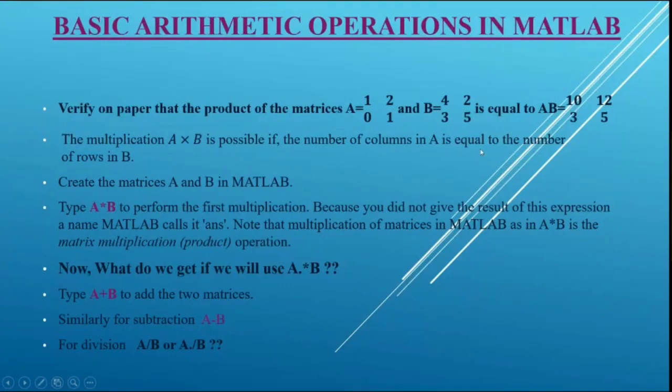So we will now check it. First I will show you that multiplication of AB is possible, as I have told you. Now we will create matrices A and B in MATLAB. We will type A multiplied by B. As I said earlier, this multiplication operator is used only for multiplication of arrays, and the dot multiplication is used for multiplying individual elements. We can also try out A plus B. Similarly, subtraction, A minus B. And for division also, we can try this out.